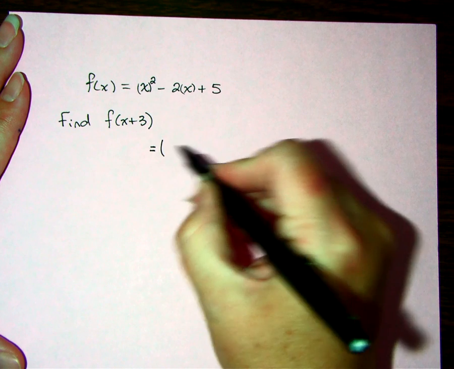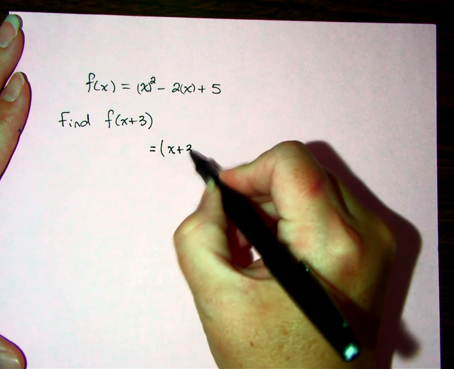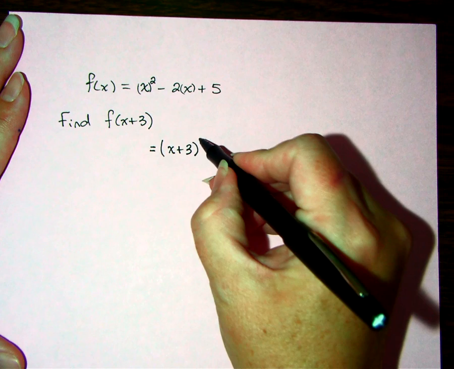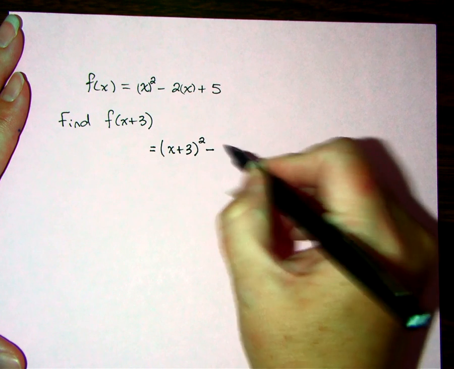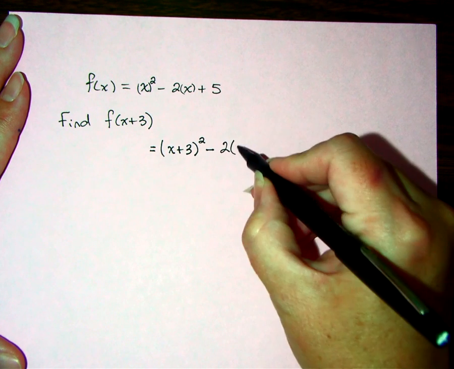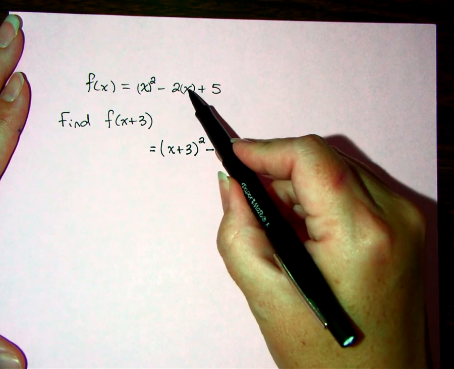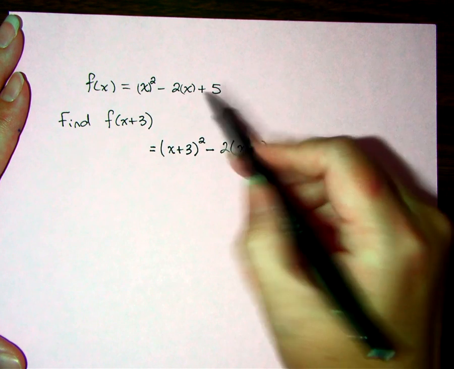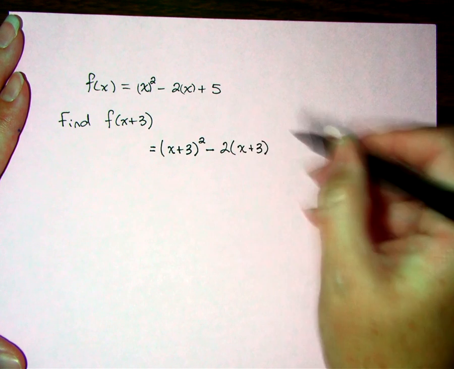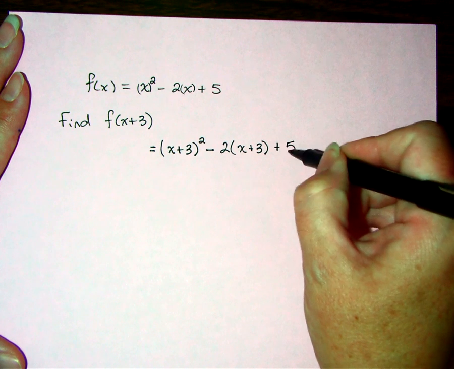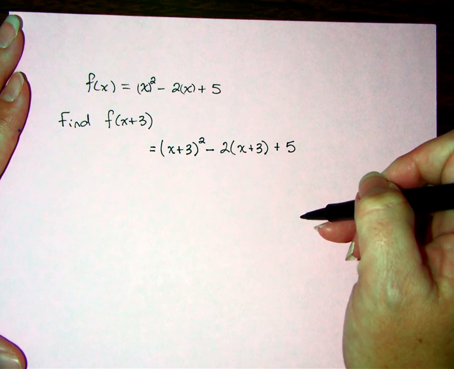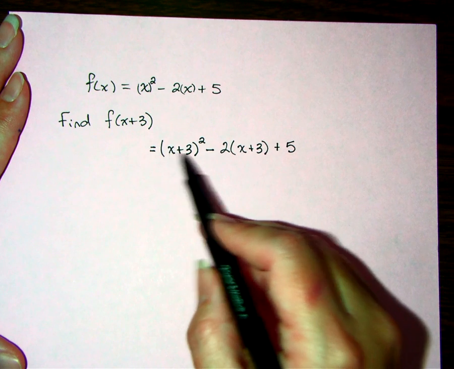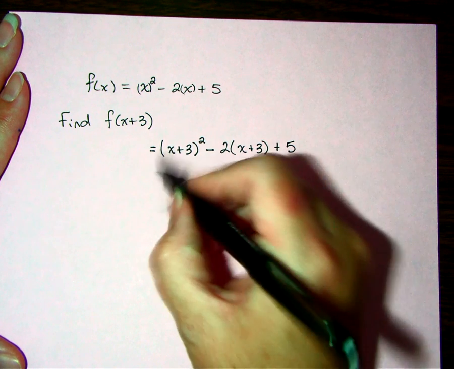That would make this say x plus 3, that's in place of that first x, which is being squared, so I'd have to still square it, then minus 2, and then in parentheses here, there was another x there, I'm going to put x plus 3 in its place, and then there's still a plus 5 from the original equation, so I need to copy that down as well. Now I need to simplify from here, so I need to find x plus 3 squared.